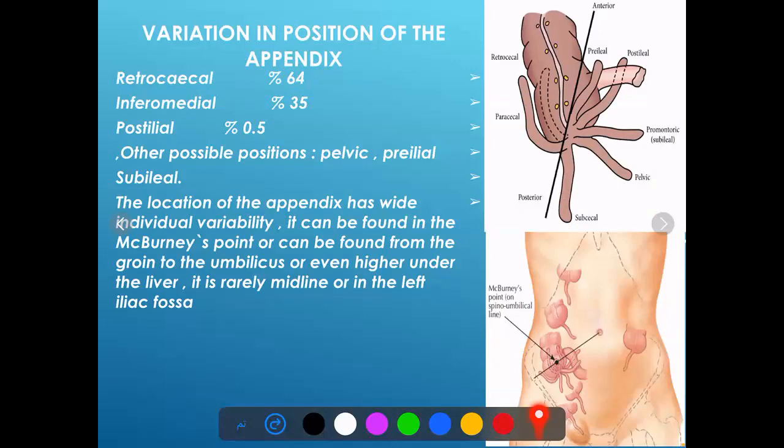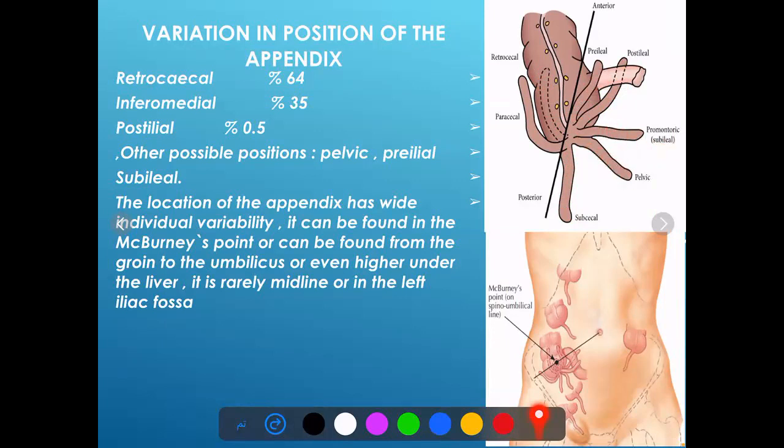Variation in position of the appendix. We have multiple variations in position of the appendix. The most common variation is the retrocecal, about 64%. Then the inferior medial subcecal, which is about 35%, and post-ileal about 0.5%. Other locations are pre-ileal, subileal, and pelvic.